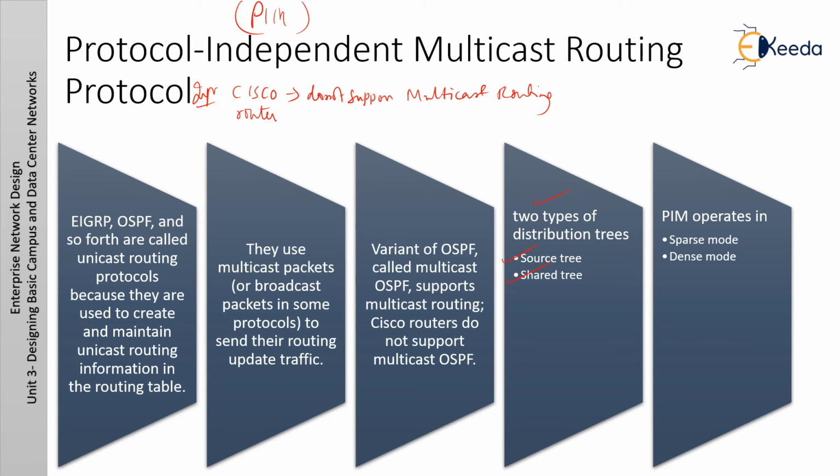Now come to the shared tree. A shared tree is a single tree that is shared between all sources for each multicast group. The shared tree has a single common root called the RP, rendezvous point. Okay, this is the common point, RP, and this is the rendezvous point.